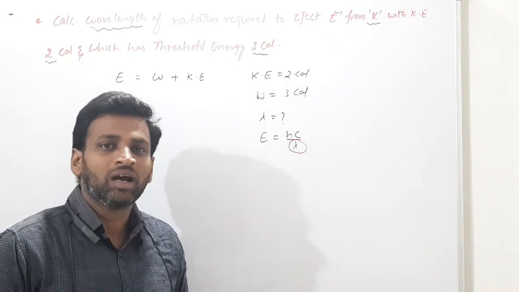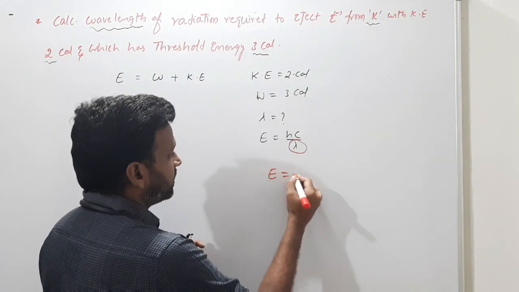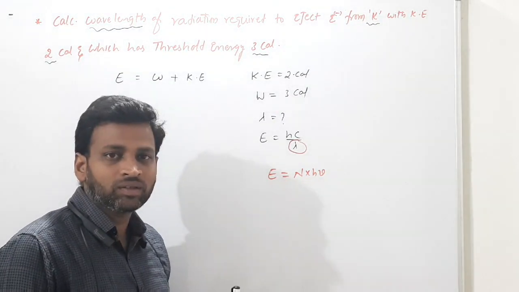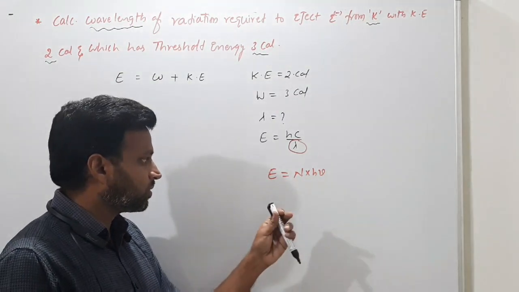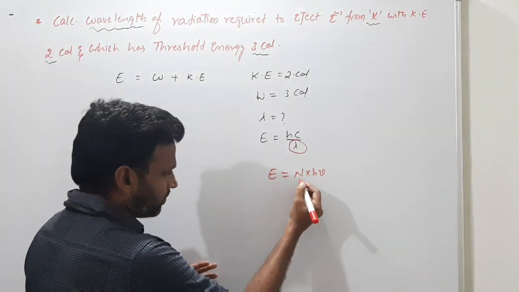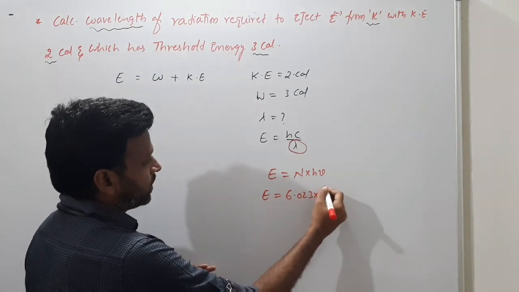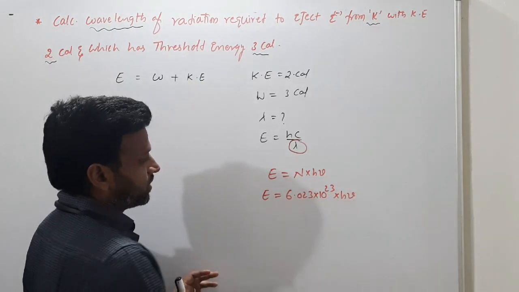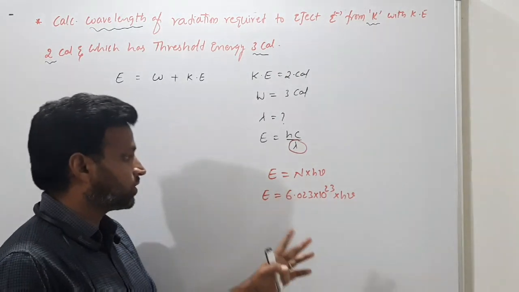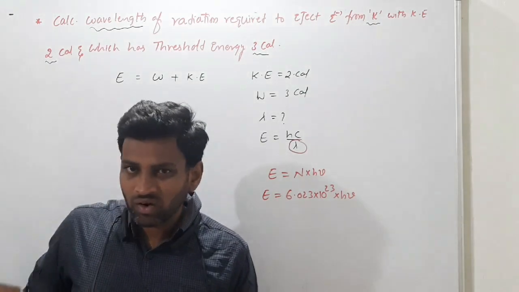And some people are asking how to calculate the energy of 1 mole. You have common sense: energy is given as E is equal to N into h nu, where N is the Avogadro number. So for 1 mole, E is equal to 6.023 into 10 power 23 into h nu. For half a mole, you have to divide by 2. Like that.